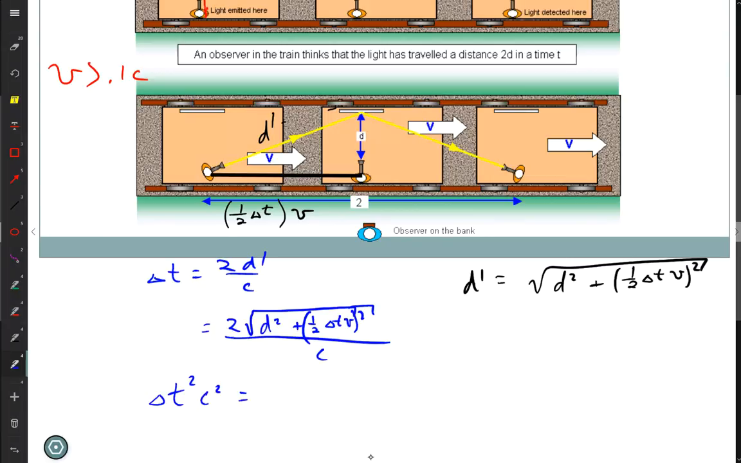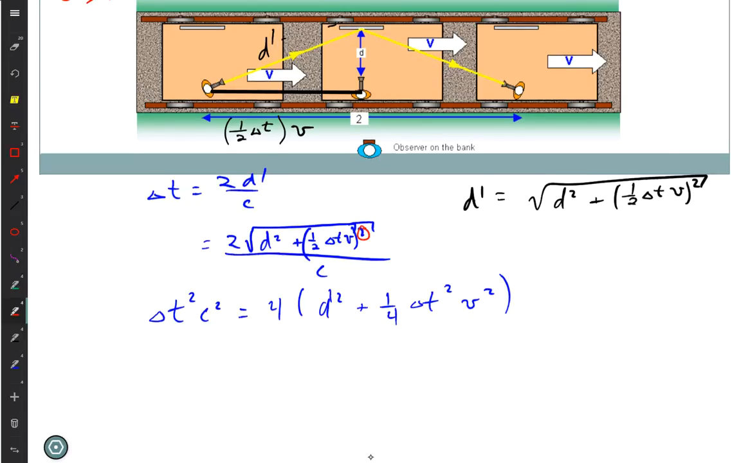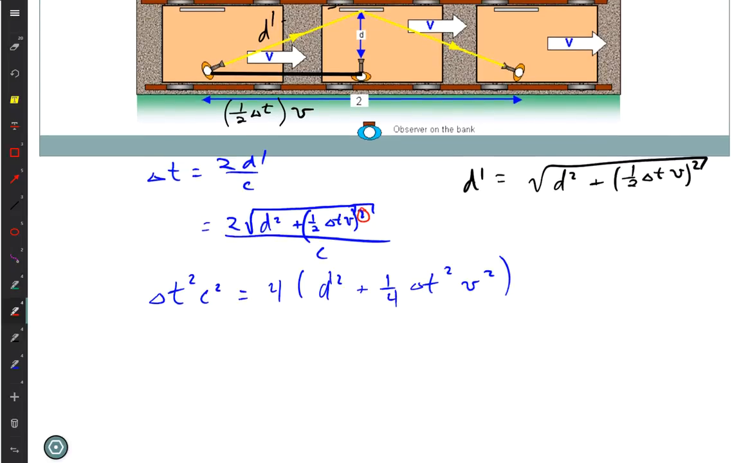Delta t squared c squared is equal to 2 squared is 4, d squared plus 1/2 squared is 1/4, delta t squared v squared. Now I can bring the delta t's together and solve for delta t. Did I make a mistake? Why do you square the stuff inside the square root? Because there's a square sign right there. Oh, I got it. Everybody clear? I don't want to mislead or leave somebody like, he lost me.